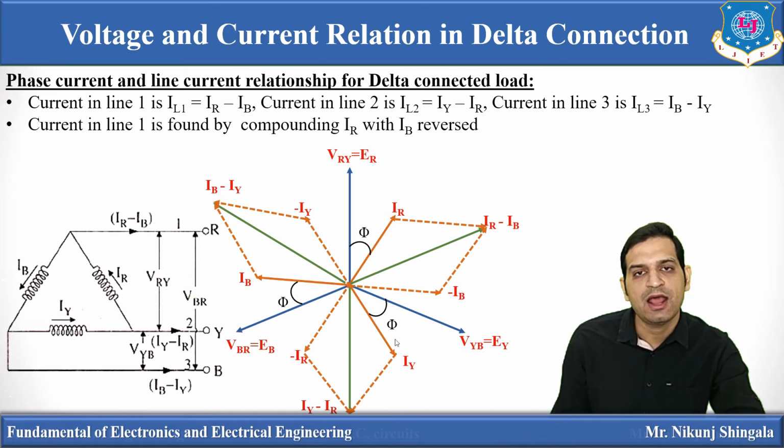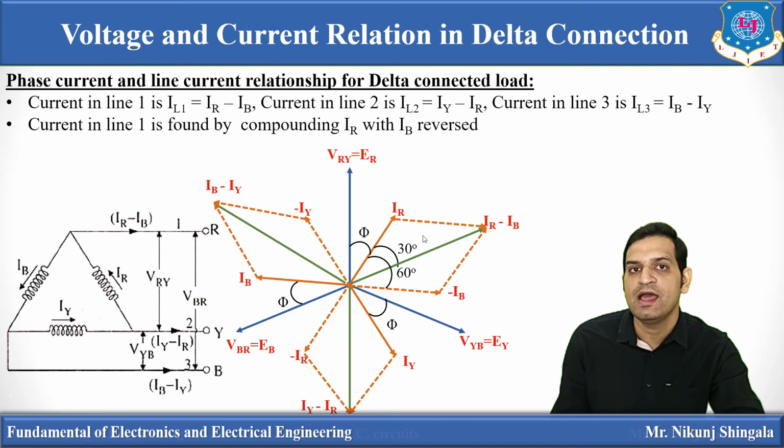Now here IR and IY are displaced by 120 degrees as discussed, and IB reverse will bisect IR and IY. So the angle between IR and minus IB will be 60 degrees, and this diagonal will bisect IR and minus IB. So the angle between IR and the diagonal will be 30 degrees. So this angle will be 60 degrees and this angle will be 30 degrees.